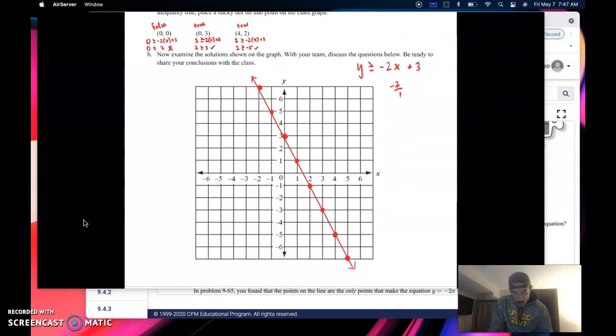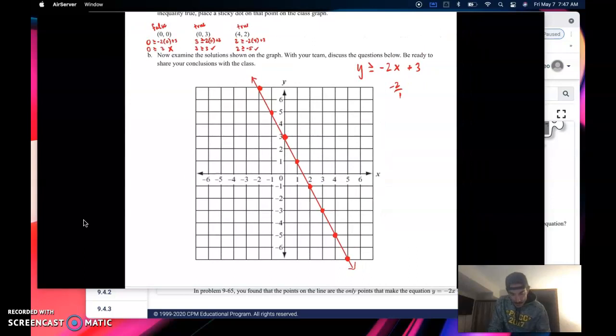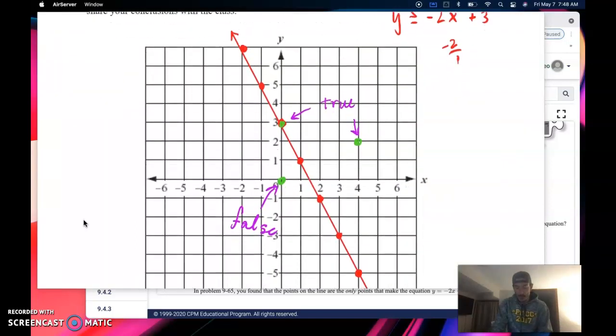And then we had 3 points. I had the point, and I'll use a different color for these. I had the point 0, 0. I had the point 0, 3. And I had the point 4, 2. Okay? These 2 points over here were my true points. This 1 point, sorry, this was my point that was false. This made my inequality false.